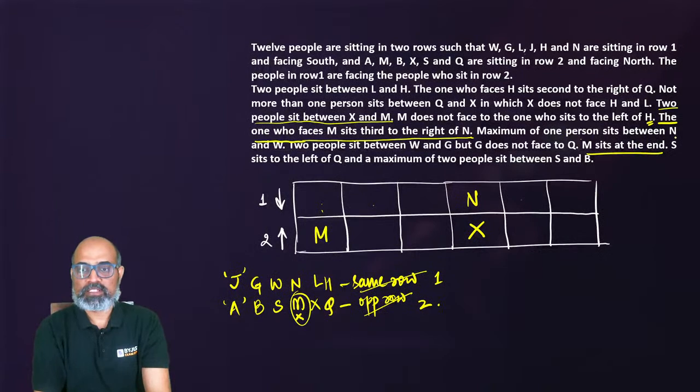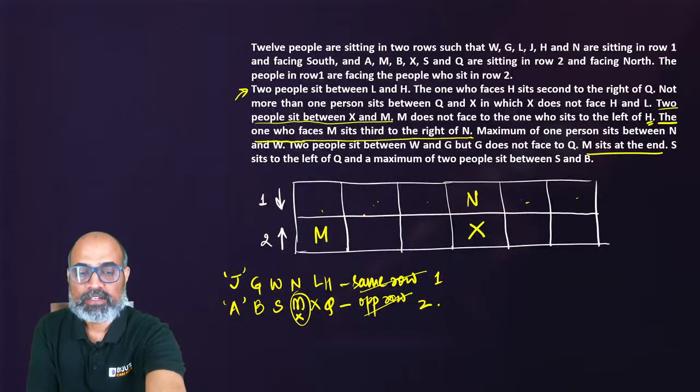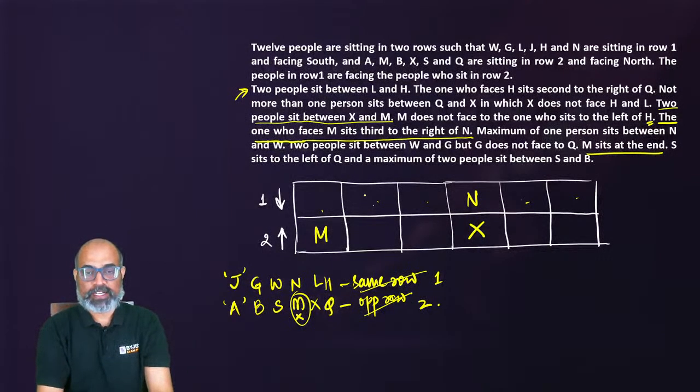Maximum of one person sits between N and W. So N and W can take four positions, but we can't take that. So we'll have to start someplace. Two people sit between L and H. The one who faces H sits second to the right of Q. Suppose we take L over here. Oh, we can't take L over here because then for H we do not have two positions, right? Okay. What about if we take L over here?